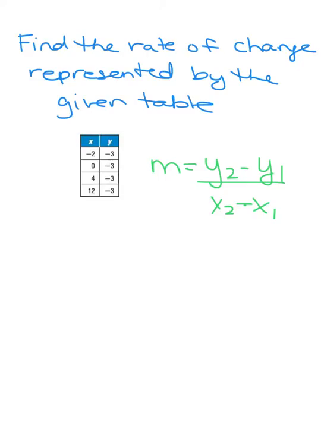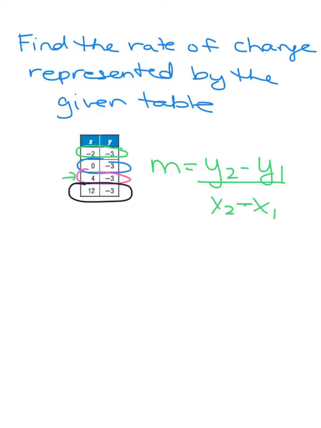We are asked now to find the rate of change represented by the given table. So I have a table, and I have some x values and y values. Each of them are actually an ordered pair. So I have negative 2, 3, I have 0, negative 3. I also have 4, negative 3. So these are all points that could be found on the line.